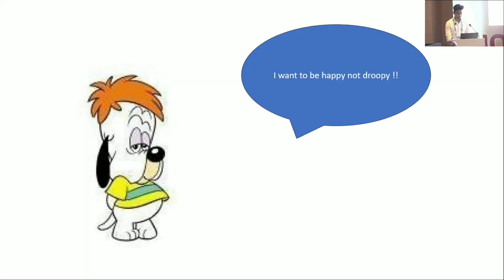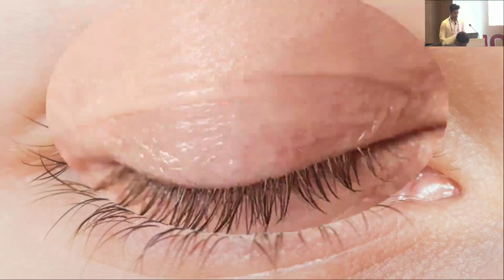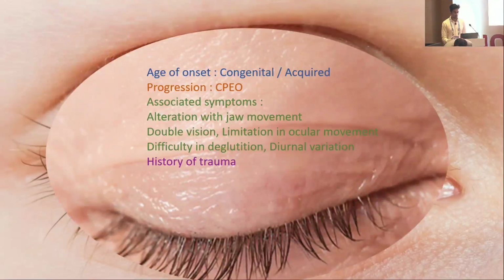Let's say our droopy, not so happy patient comes to the OPD with this complaint. What complaints can you come up with? Drooping of the upper eyelids, a smaller-looking eyeball, and diminution of vision. It is important to ask about age of onset and progression, and associated symptoms such as alteration of jaw movement, double vision, limitation of ocular motility, difficulty in deglutition, diurnal variation, and history of trauma.